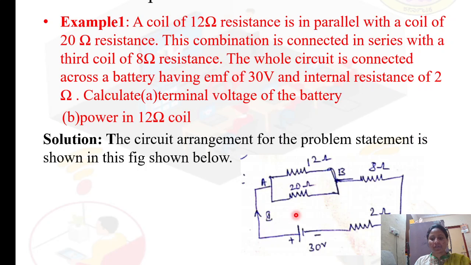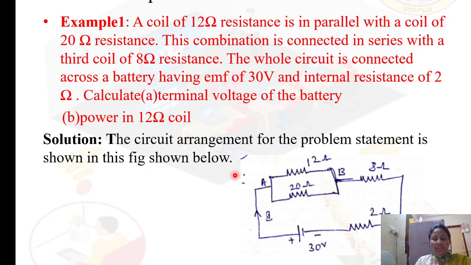This whole circuit is connected to the battery having the internal resistance. So always the internal resistance of the battery will be connected in series. So we have connected 2 ohm resistance in series with 30 volt battery.